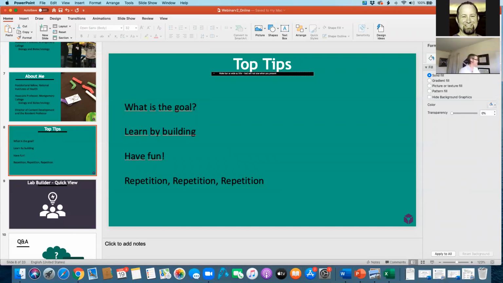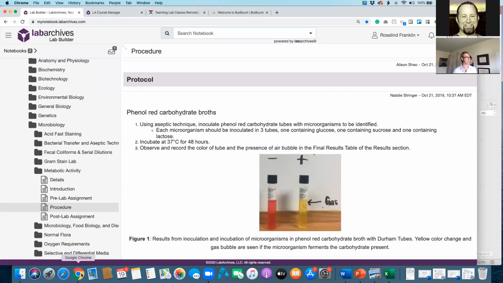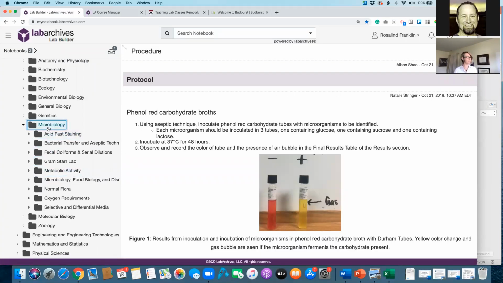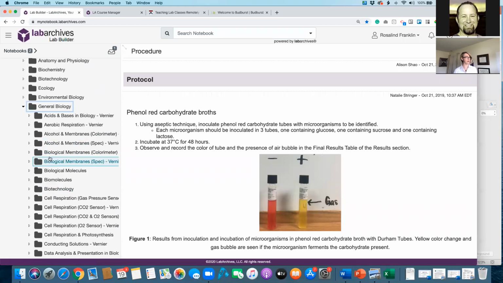So the virus is one way to do it, but another way, I'll bring up an example of a lab. General biology.